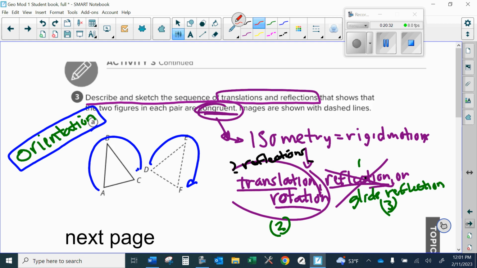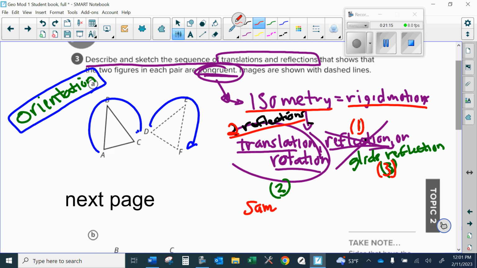Describe and sketch the sequence of translations and reflections that show that the two figures in each pair are congruent. Remember, congruent means same size and shape in all rigid motions, and isometries are congruent. So our three types, if it's two reflections, it's translation or rotation. If it's a single reflection, it's or a glide reflection. Remember, there's the three I just showed you, the glide reflection. Single reflection is just one reflection. Glide reflection is three. Okay, these have the same orientation.